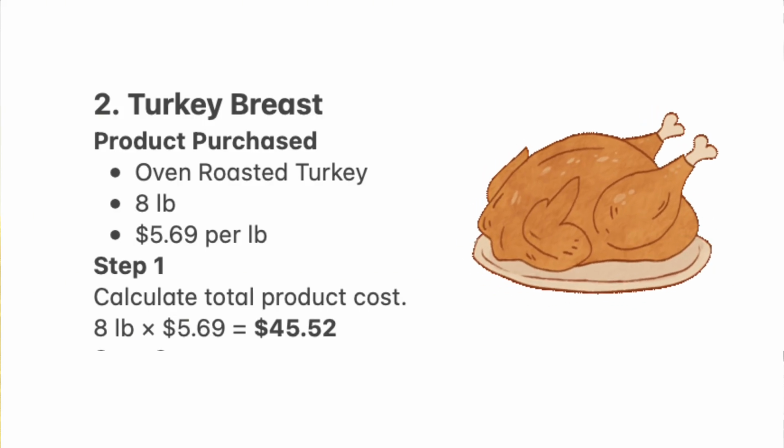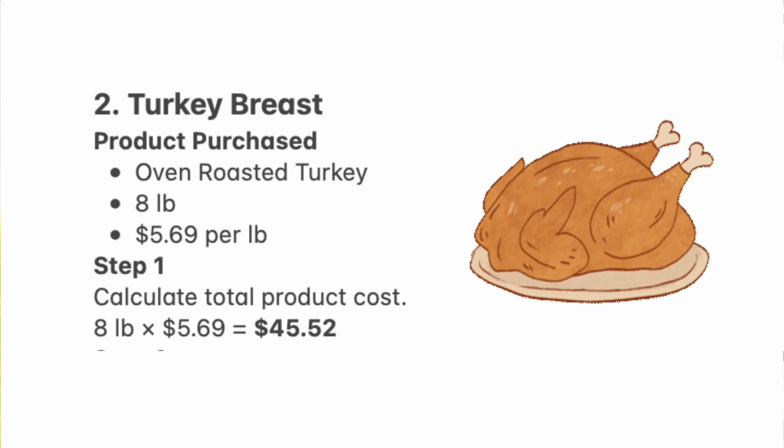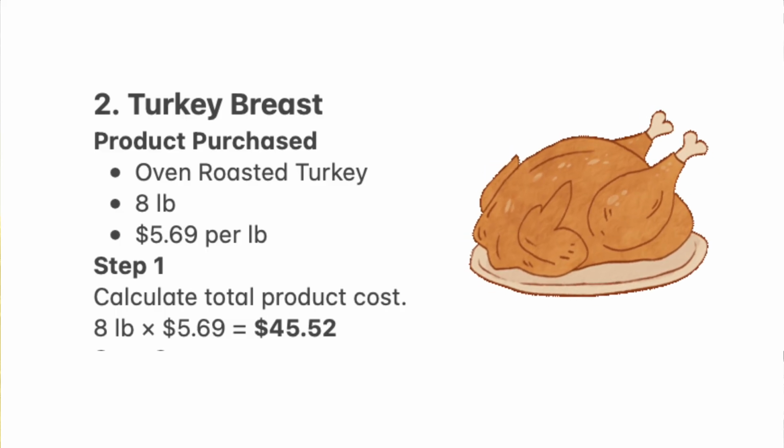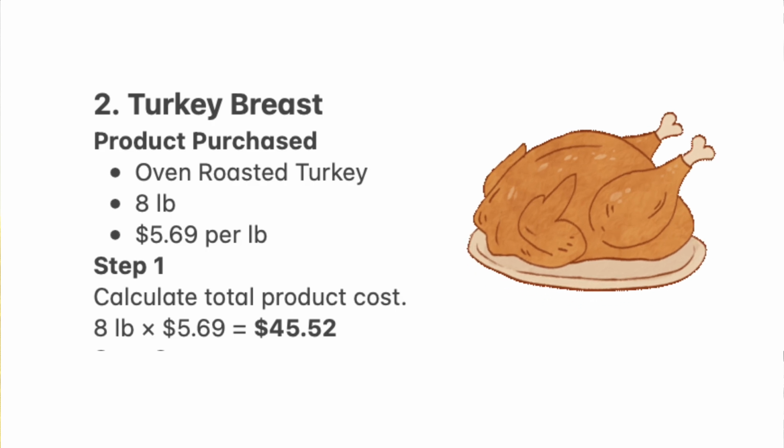So we want to calculate how much each one of these 8-pound turkeys costs, right? Again, it's just simple math. $5.69, multiply that by 8, and the total that we get is $45.52. And next you want to convert those pounds into ounces. So 8 pounds multiplied by 16 ounces gives you 128 ounces.